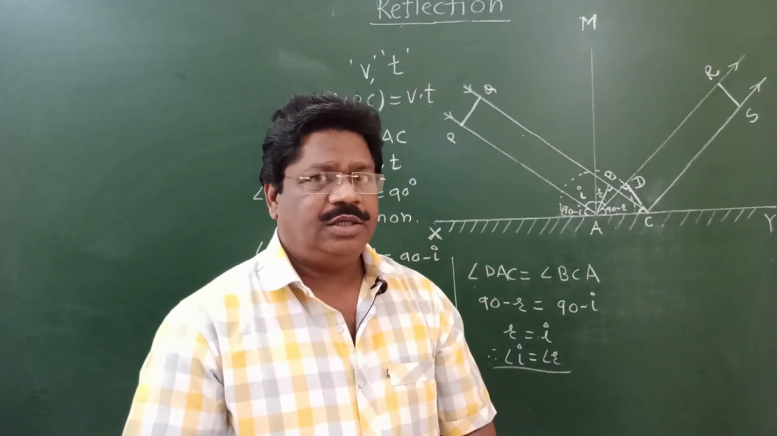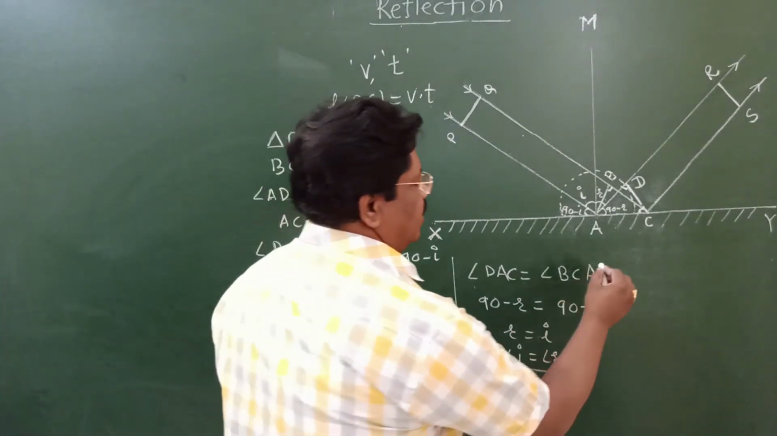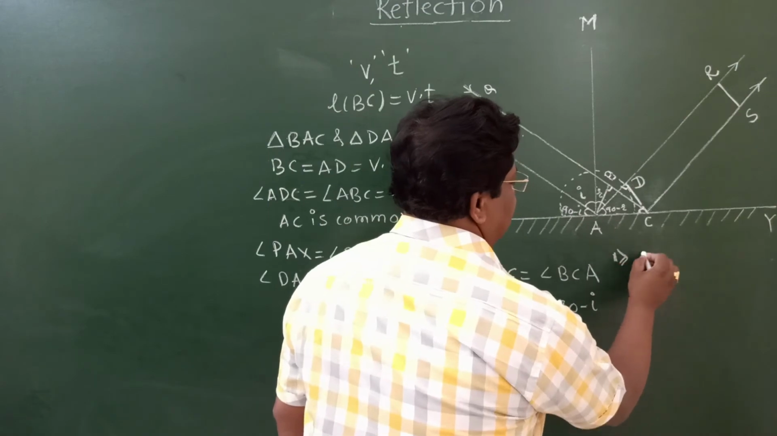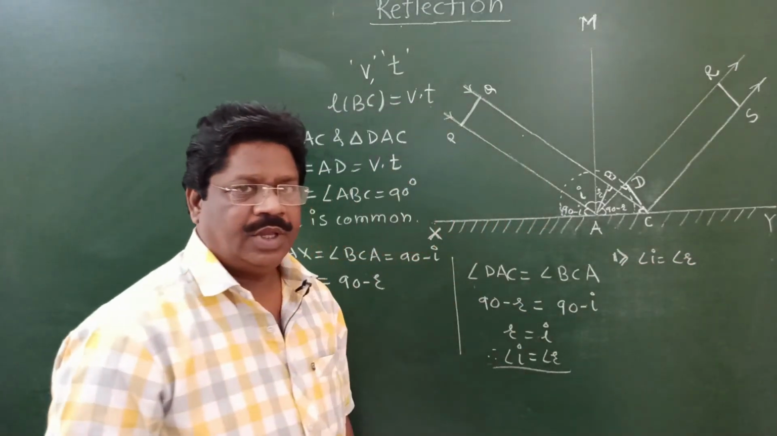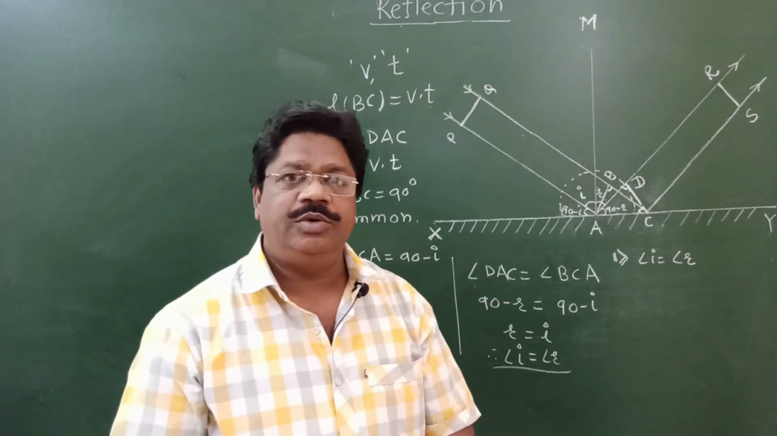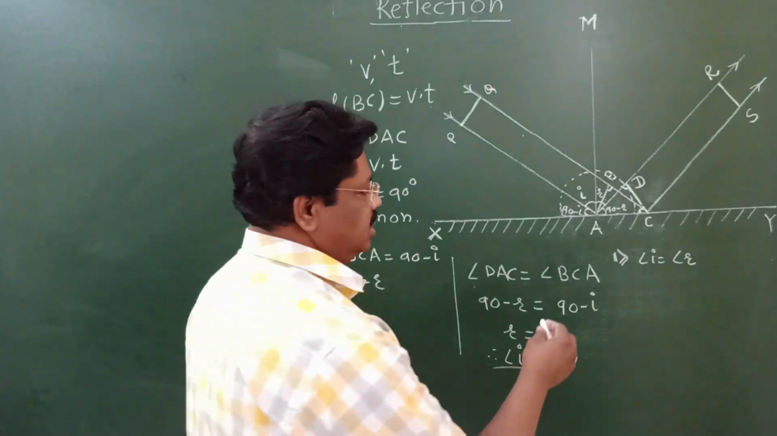There are three laws of reflection. First, the angle of incidence is equal to the angle of reflection. This is the first law of reflection.